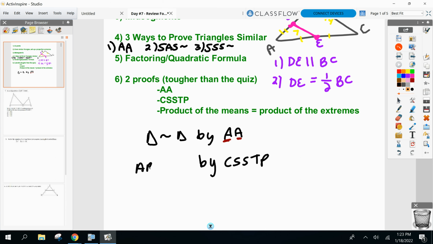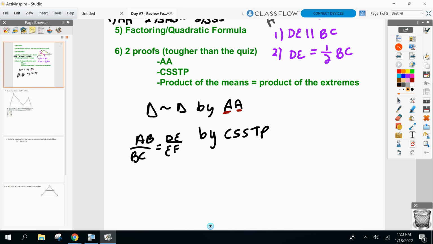So look, I'm just making this up. AB over BC equals DE over EF by CSSTP. Then finally, you get to AB times EF equals BC times DE by product of the means equals product of the extremes. It is a 3-step process at the end. Okay? You better have both angles, though, before you start this process.